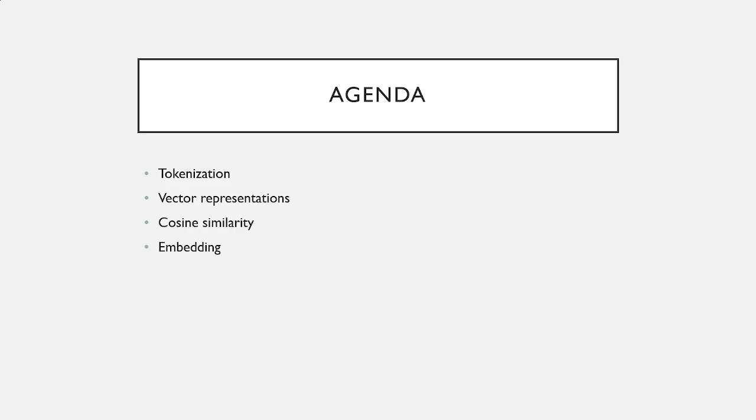In this video, we will be covering how AI actually understands text. When you type a question into ChatGPT or any AI tool, what really happens behind the scenes? Is it reading like a human or doing something completely different? Today, we'll break it down step by step. We will cover tokenization, vector representations, cosine similarity, and embeddings in the simplest way possible.